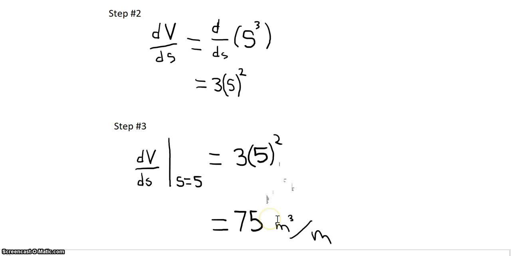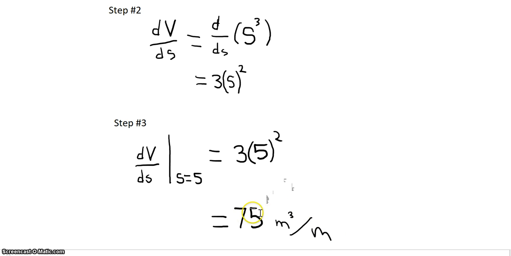And then you have to consider the units. In this case, we're talking about the volume with respect to the side. Volume is measured in whatever unit you're using, cubed. So in this case, say meters cubed is volume, and then length is just measured in meters.